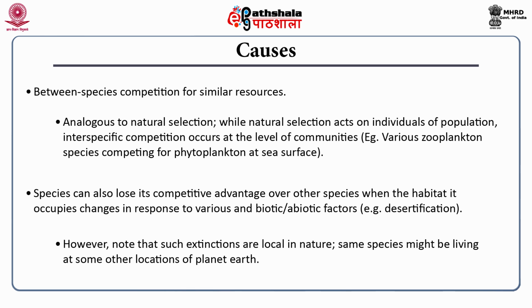However, you should note that such extinctions are local in nature. Some species might be living at other locations on planet Earth, and how big the species distribution or range is, is an important determinant of whether the species will survive an extinction event. For example, tardigrades, whose species range is extremely vast. You can find tardigrades in space, and even underneath the ocean.